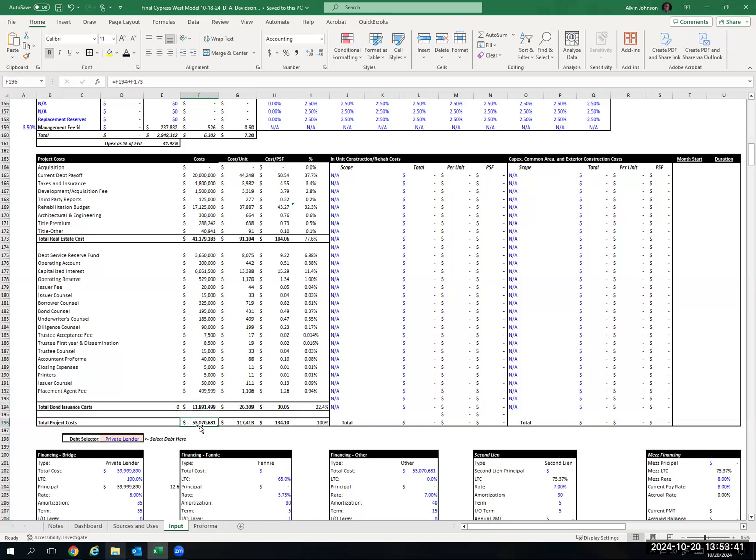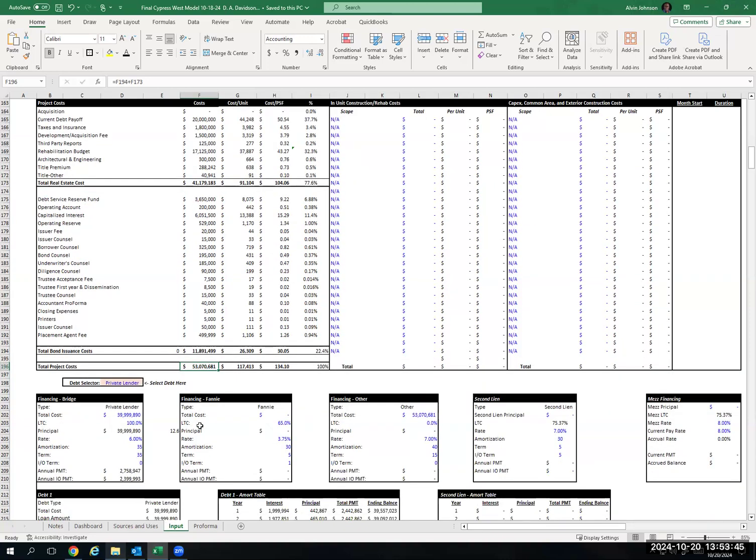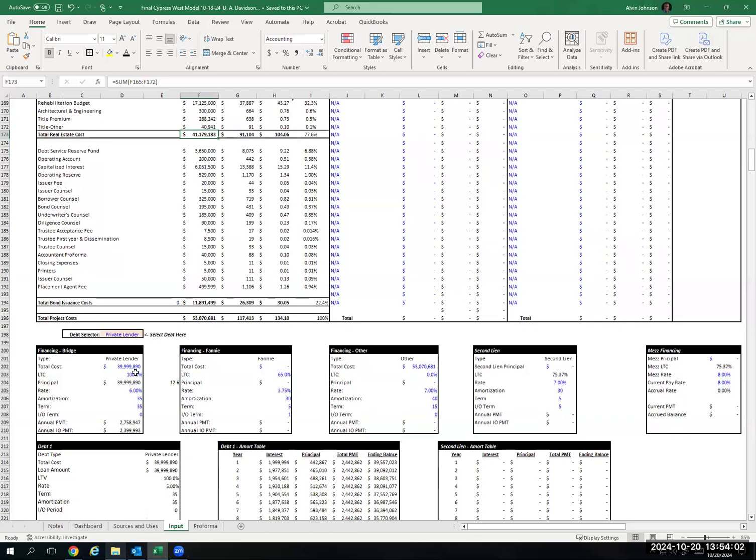Total capital stack, $53,070,681. Now, keep in mind, they're only funding $41 million. My total appraised value today, assuming my appraisal says if the repairs were done today, the property would be worth $62 million. Okay? So we've got a $39 million loan. I called it, actually, it's going to be 41.